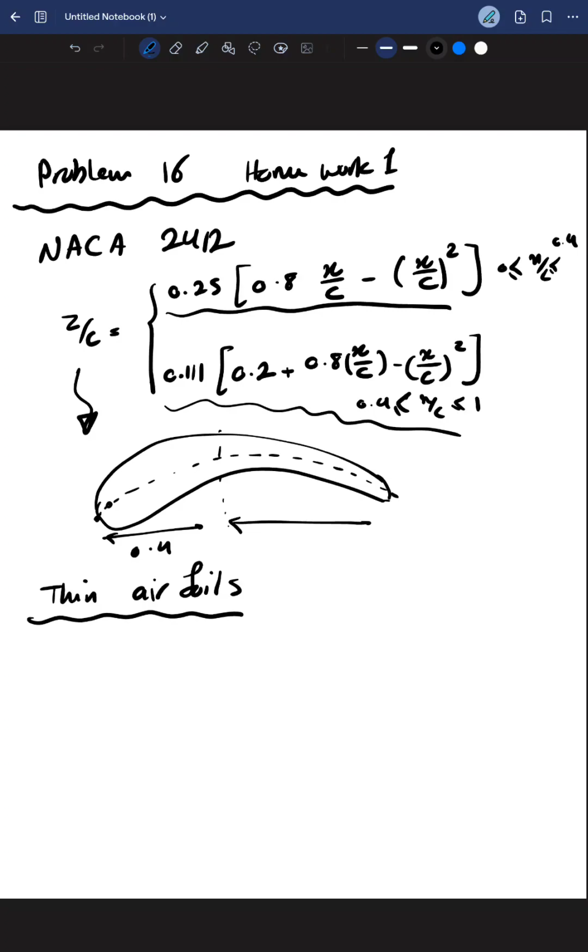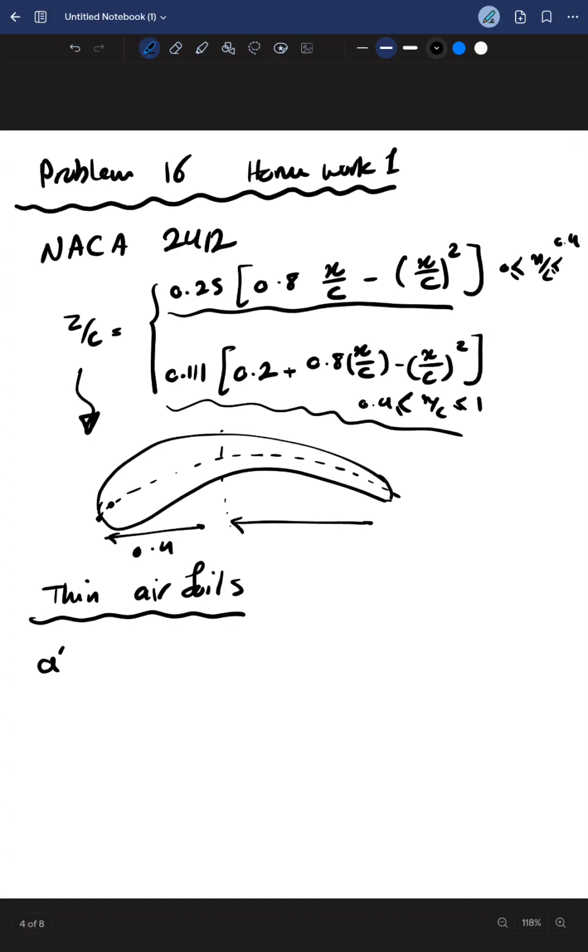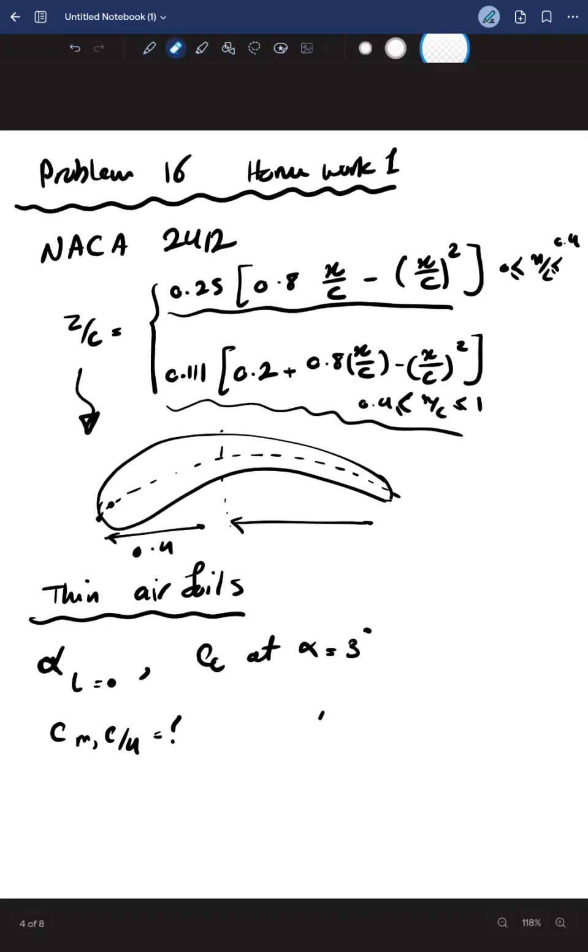And we are asked to find, using the thin airfoil theory, the zero lift angle of attack, the lift coefficient at angle of attack of 3 degrees, the quarter chord moment coefficient, and the location of center of pressure divided by c when angle of attack is 3 degrees.